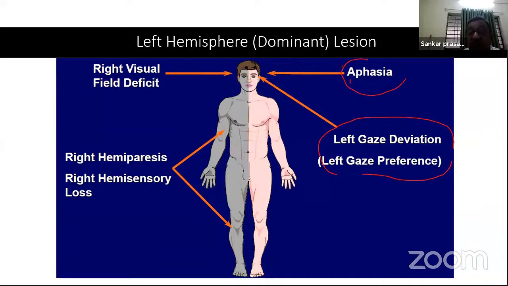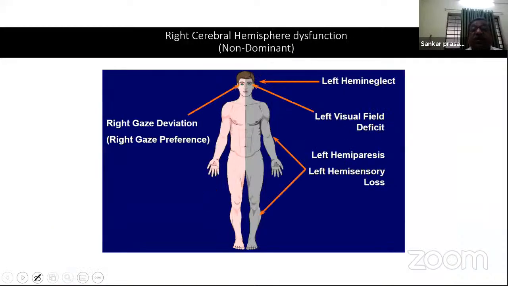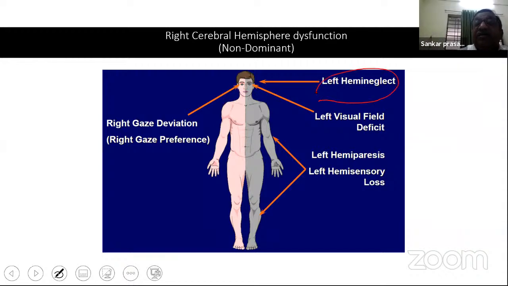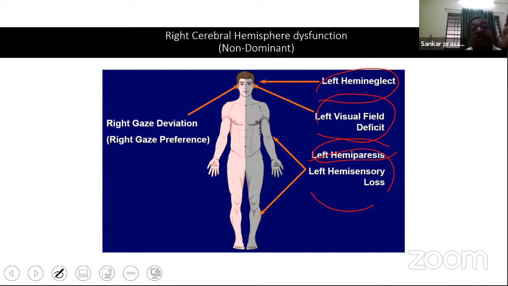The right hemisphere lesions now we'll see. The right gaze deviation, the left hemineglect, left visual field defect, left hemiparesis, left hemisensory loss. So the neglect is a feature of the right cerebral hemisphere dysfunction. You should understand this. So I think that's all for this class.